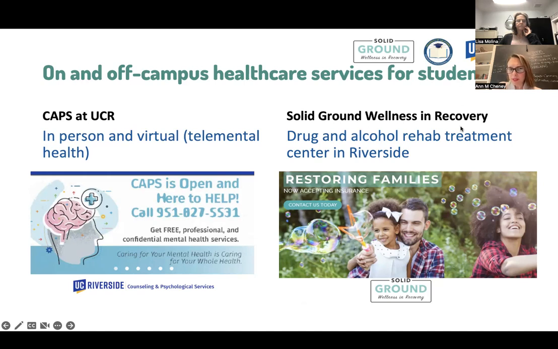So CAPS, you can see here, is not open 24/7. It's typically open during business hours. However, there is a hotline, and any registered student can access this service. It's also free. So if a student is registered at UCR, then they can access mental health care services at CAPS, Counseling and Psychological Services.